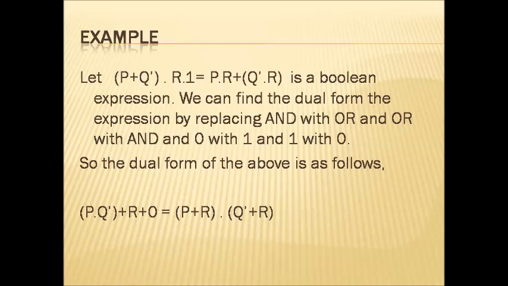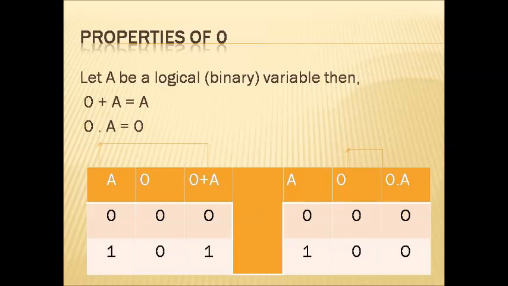Another important postulate is the properties of 0. When we perform the OR operation with 0 and a Boolean or binary variable, we can see that 0 OR A, or 0 plus A, is equal to A, and 0 dot A, that is, we are performing a logical multiplication with a 0, then it will become 0. So you can see the truth table for that. We can verify these properties of 0 using the truth table. You can see the same on this screen.